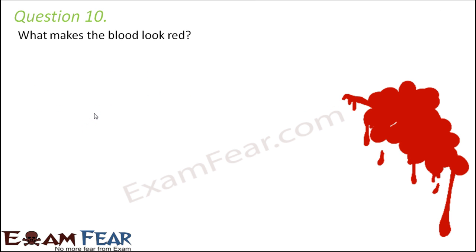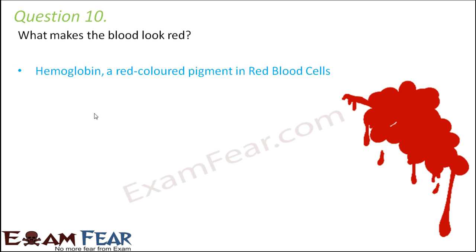Question number 10. What makes the blood look red? Now this I think I have told a number of times. It is a pigment called hemoglobin, which is red in color, and this pigment is present in the red blood cells. So due to the presence of this pigment, blood gets its red color.